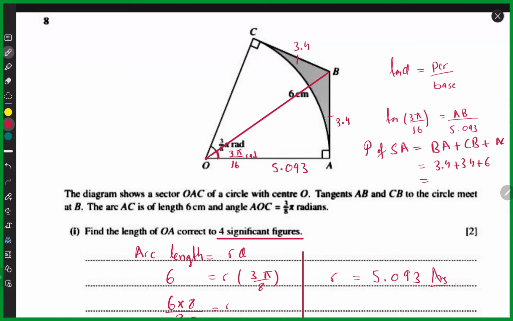You can just simplify this, and this would give you 12.8 approximately. 12.8 is going to be the answer. So the answer to the second part was 12.8.